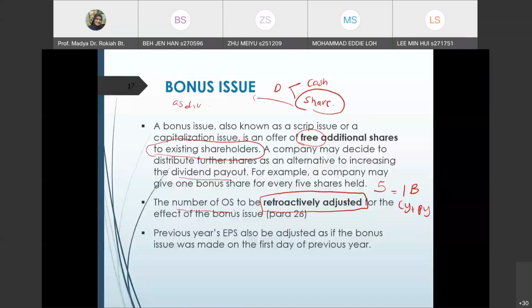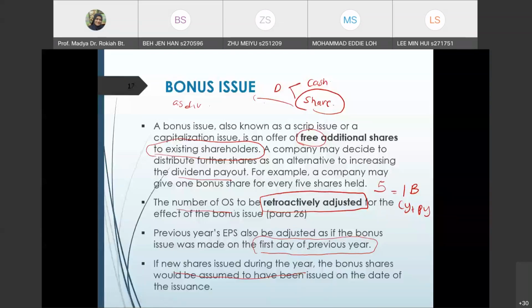If there is a new issue during the year, the bonus share would be assumed to have been issued at the date of the issuance. If a new share was issued during the year, the bonus share should be assumed to have been issued on the date of the issuance. So you need to look at the dates. If there is a new issue, let's say on 1st of April, and then the bonus was announced on 1st of July, this new issue is entitled for a bonus. They are going to receive a bonus.